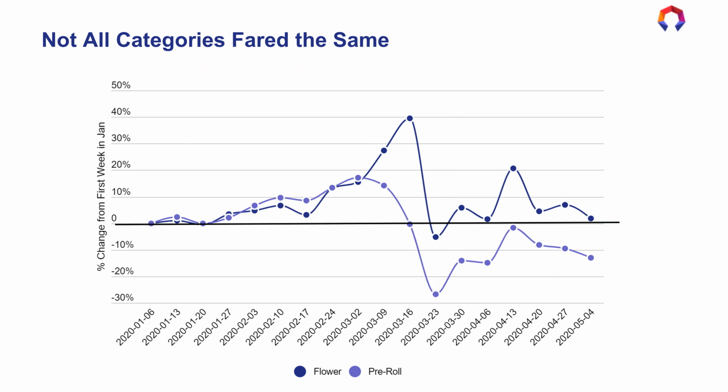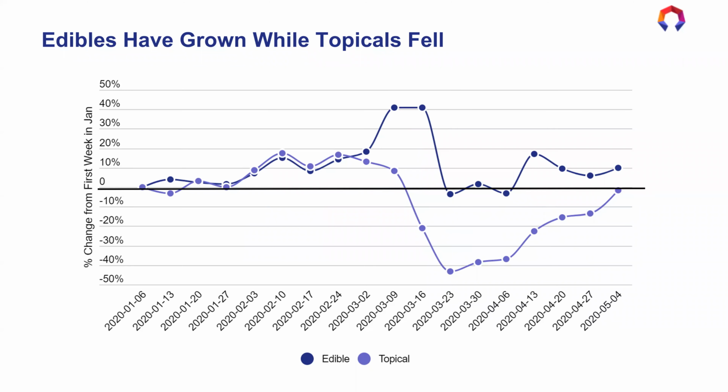dynamic here. The next two that I'd like to point out are edibles and topicals. Edibles are that dark line up on top, and topicals are that light kind of purple line on the bottom. What we saw is edibles tend to look like the average market here. They're doing slightly better than the market around them. But topicals were performing quite poorly for a while, though they have started to recover.